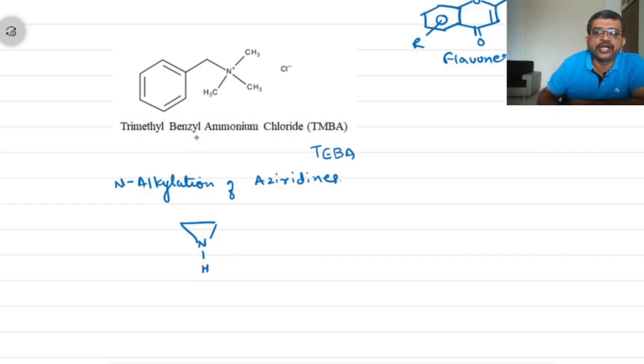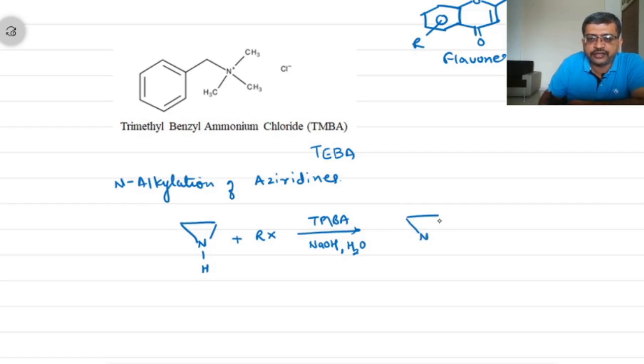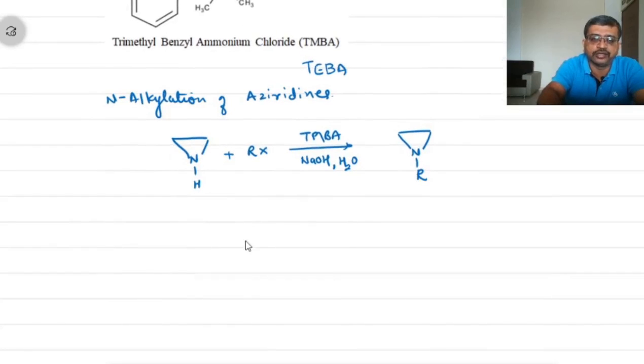But when we are using this TMBA and an alkyl halide, then in presence of NaOH, this reaction proceeds in aqueous medium very rapidly and we get the alkylated product. So the alkylated product can be easily obtained via this phase transfer catalyst trimethyl benzyl ammonium chloride. This is a highly difficult reaction if we are doing it in the normal phase.